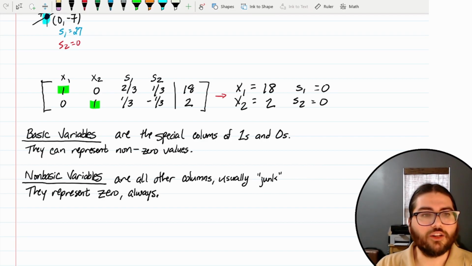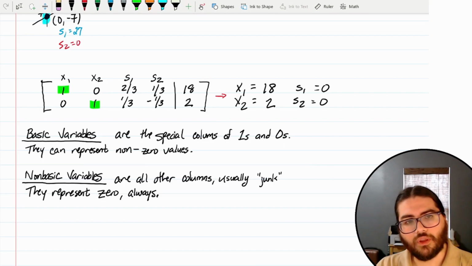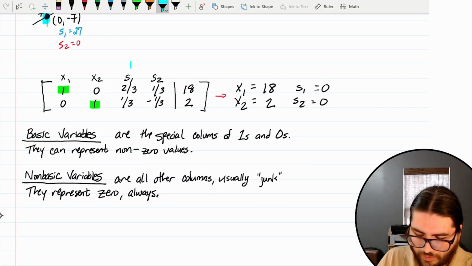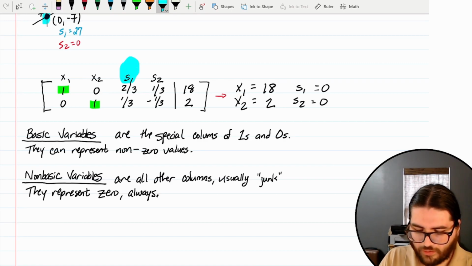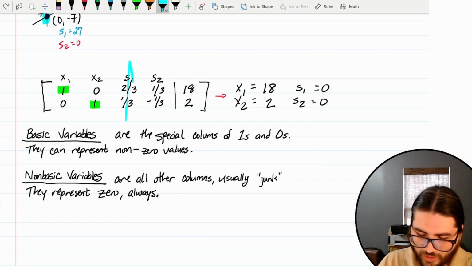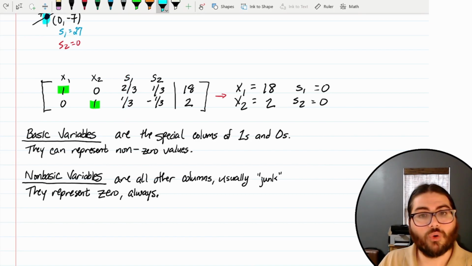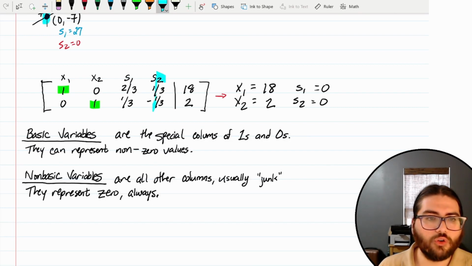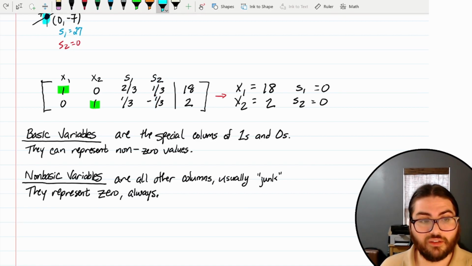Now, that doesn't mean I can ignore them. I still have to keep track of them. But because they do not have the special ones and zeros, there is no special 1 and 0 here, I don't have to read it out of the matrix. There's no special 1 here, so I can tell you that S1 is equal to 0. Likewise here, there's no special 1 in this column, so S2 must be 0. It's a non-basic variable.